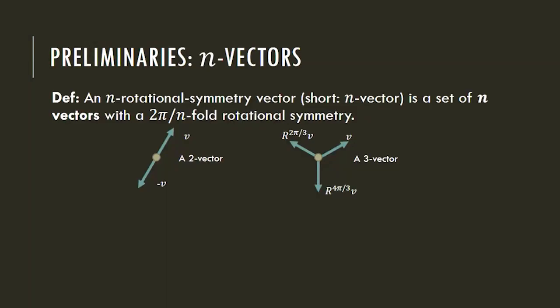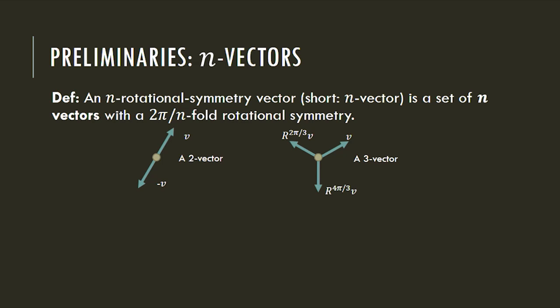So before we get ahead of ourselves, let's make some basic definitions. So we work with n-vector fields. At each point we have an n-rotational symmetry vector, that is a set of n vectors which exhibit this 2 pi over n-fold rotational symmetry. Here we see an example of a 2-vector or a 3-vector.